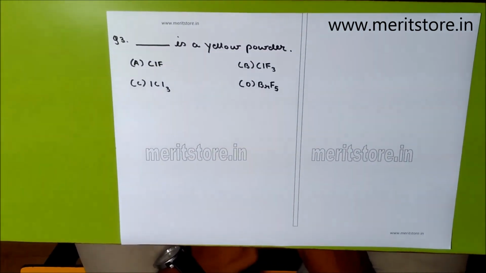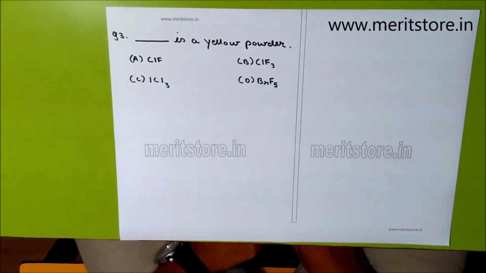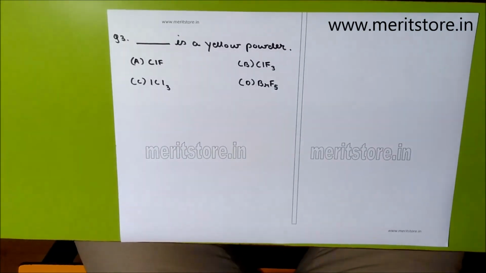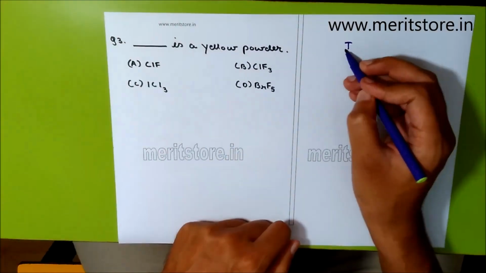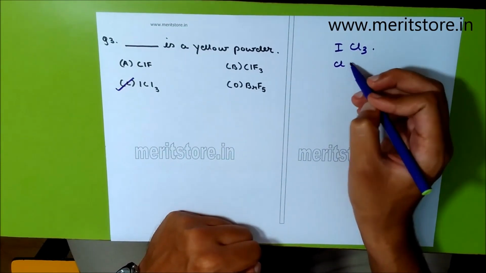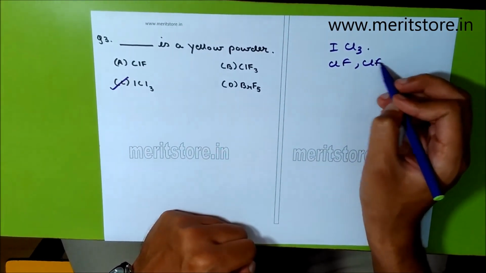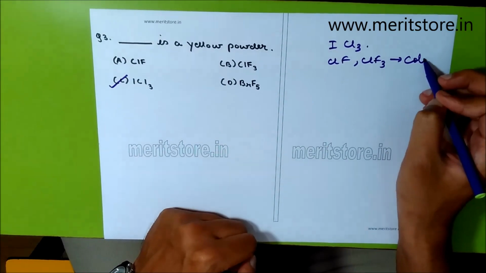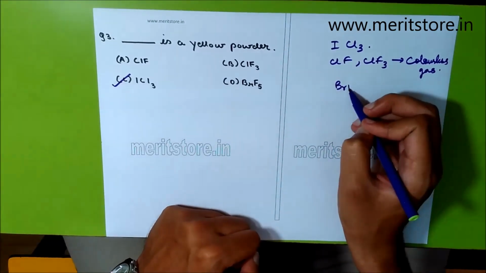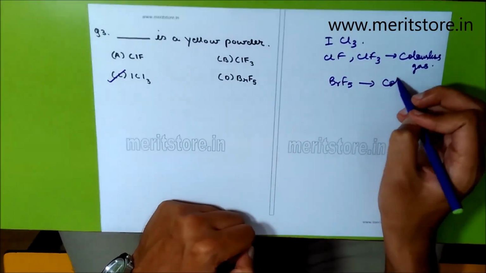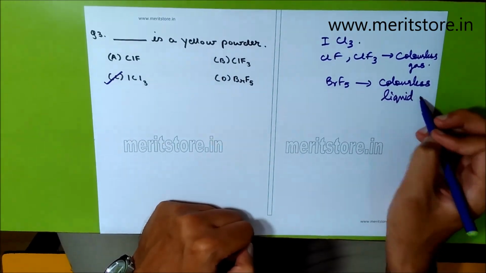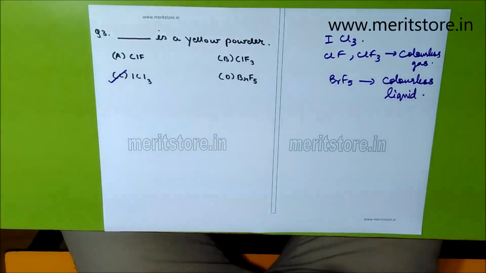Question number 3. Which is a yellow powder? A ClF, B ClF3, C ICl3, D BrF5. Okay, the yellow powder is ICl3. That is option C. ClF3 is a colorless gas and BrF5 is a colorless liquid. All these are interhalogen compounds. So option C is the correct option.